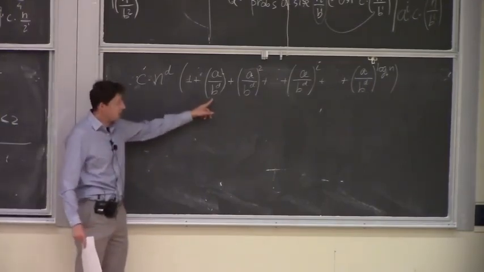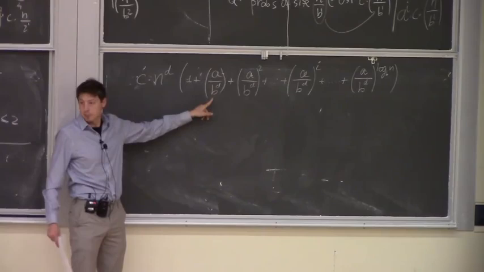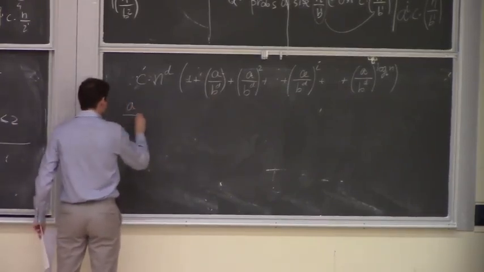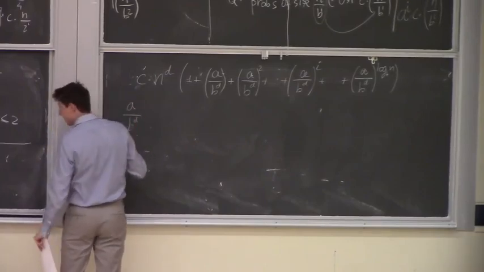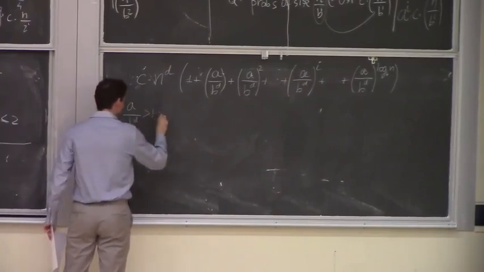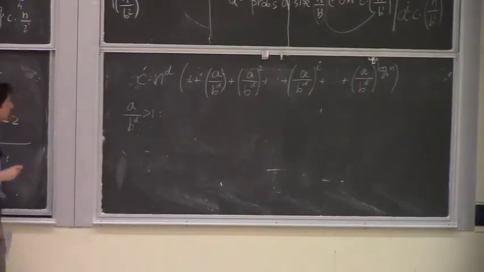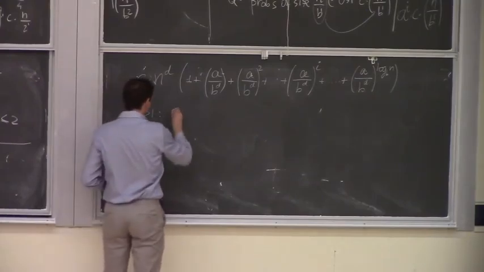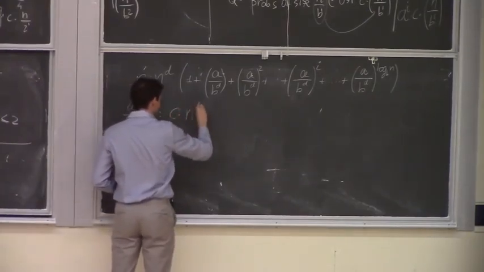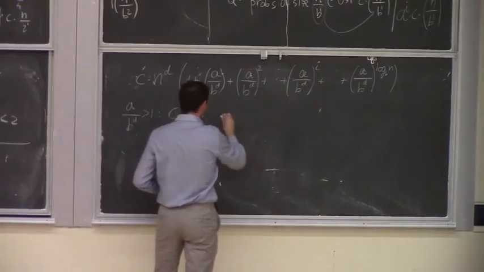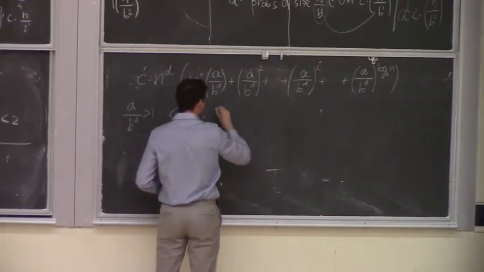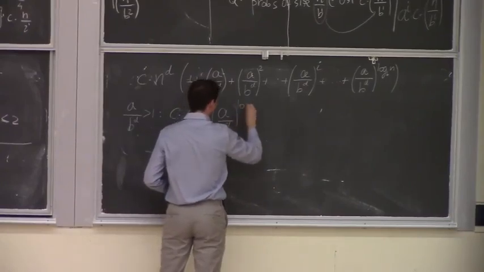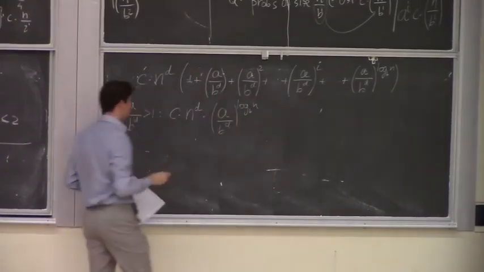The role of v here is being played by a divided by b to the d. So it really depends. If a divided by b to the d is, let's say, greater than 1, then what do I expect to happen? The last one dominates. So let's see what comes out. We have c times n to the d times the last one. Let me rewrite the last one: a divided by b to the d, everything to the log base b of n.